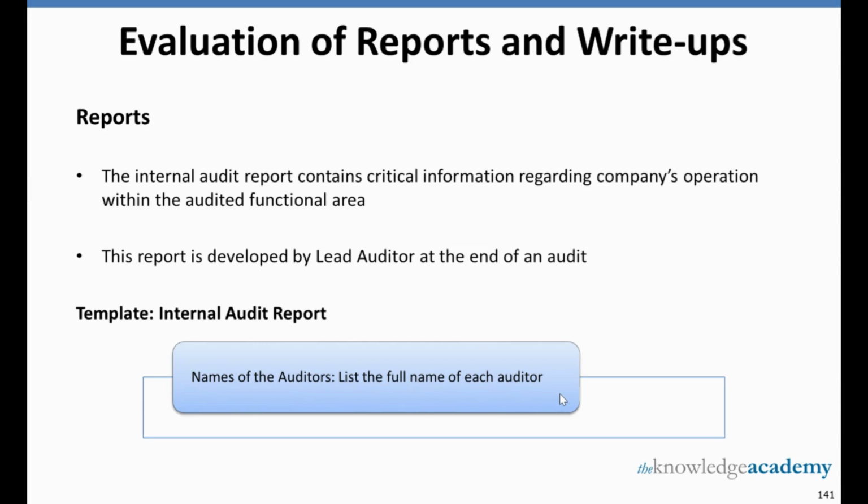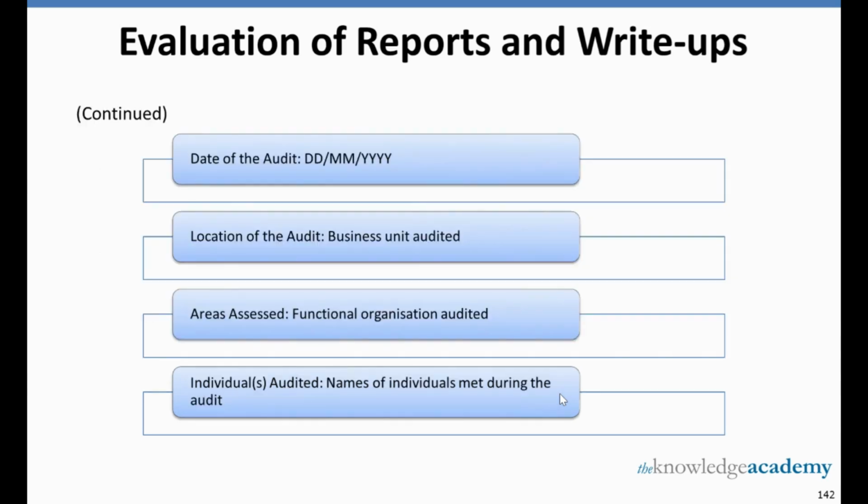So the first one is names of the auditors, that is the list of the full name of each auditor who was present at the time of audit, including their role. Then the date of the audit when it was commenced. Then location of the audit, that is the business unit audited. So it could be the department or the process or the unit of the company, and where it was done, that is the location of the audit.